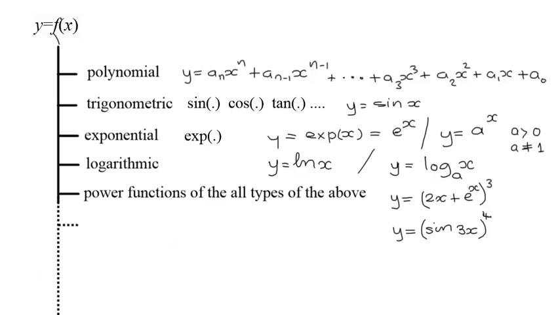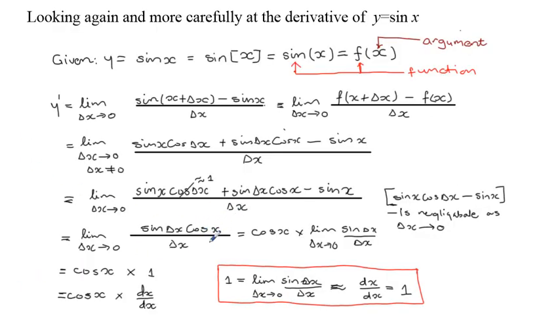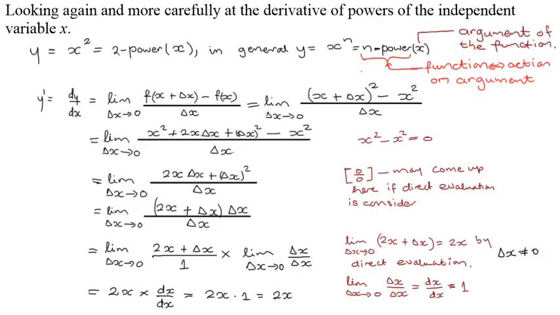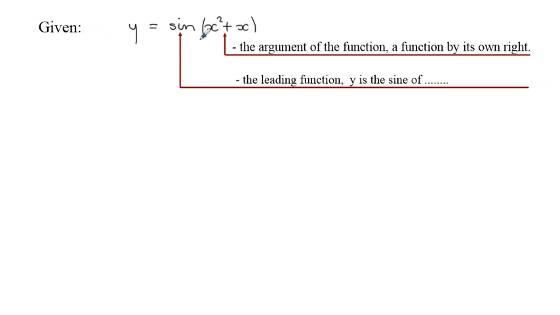which we've seen in the previous examples, these two examples, and this very first one. So what I'm going to do now is, let's say we're given a function y is equal to sine of x squared plus x. Now notice the structure I'm talking about: the function is given as y equals sine of the argument. In this case, you have to understand that the argument is by its own right a function. So now this is a sine of another function.